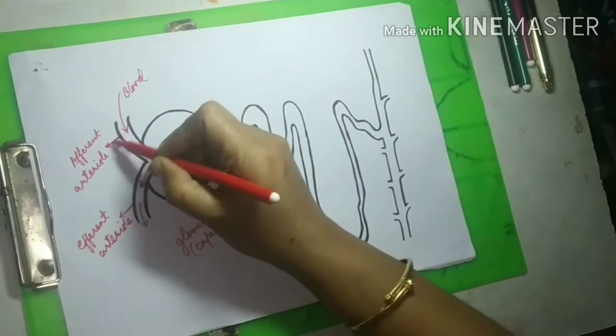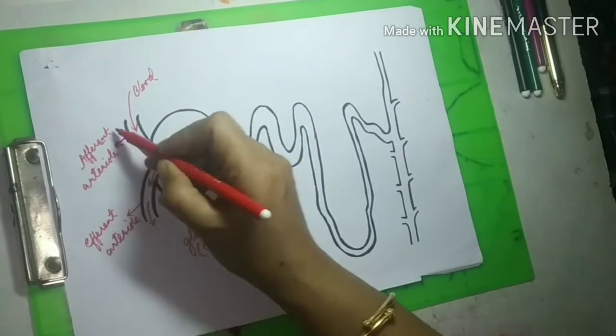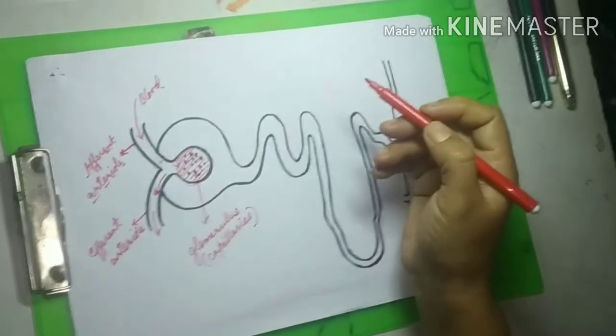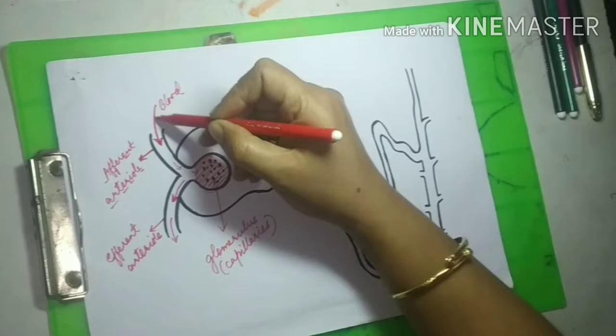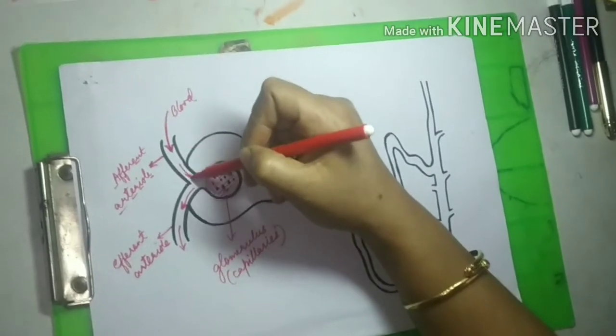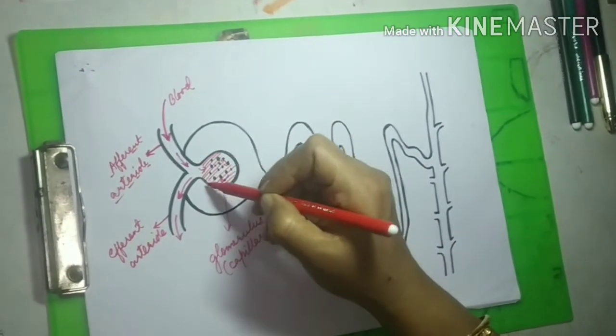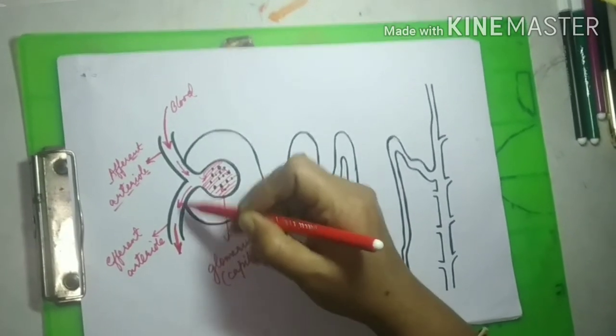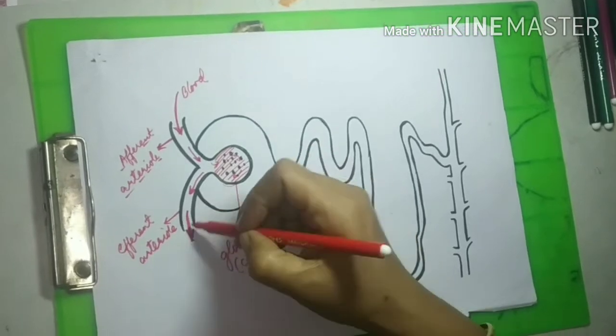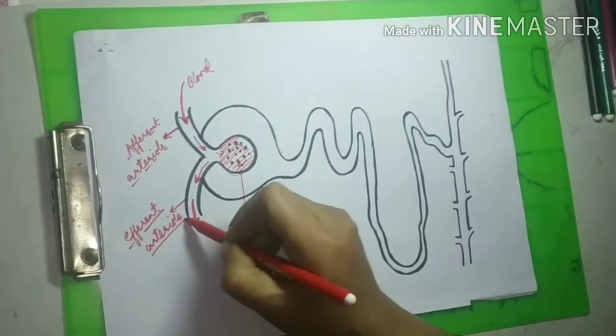This is the afferent arteriole. It branches out from the renal artery. Now blood, dirty blood, enters through this afferent arteriole, passes through this and comes out like this. Which blood is coming out after filtration? This is the efferent arteriole.